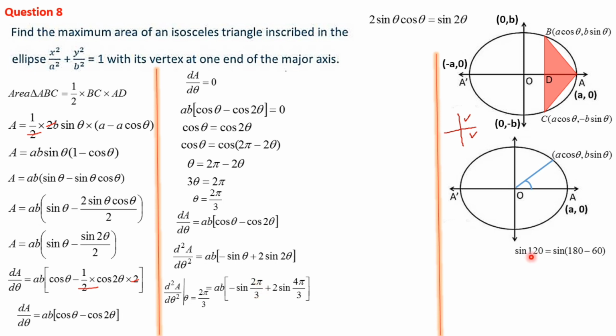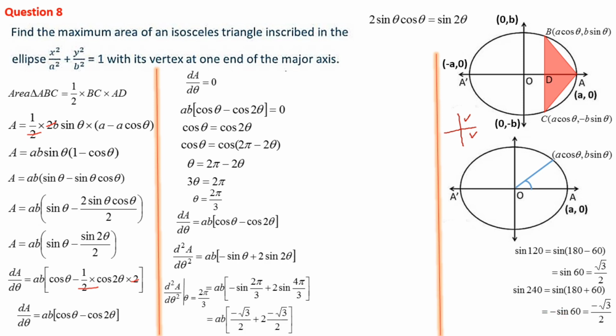Sin 120 we can write as sin of 180 minus 60. 180 minus 60 is in the second quadrant, where sin is positive. So it is sin 60, that is equal to root 3 by 2. Likewise, sin 4 pi by 3 we can write as sin 240, which is 180 plus 60. 180 plus 60 is in the third quadrant, where sin is negative, so it will be minus sin 60, that is equal to minus root 3 by 2.